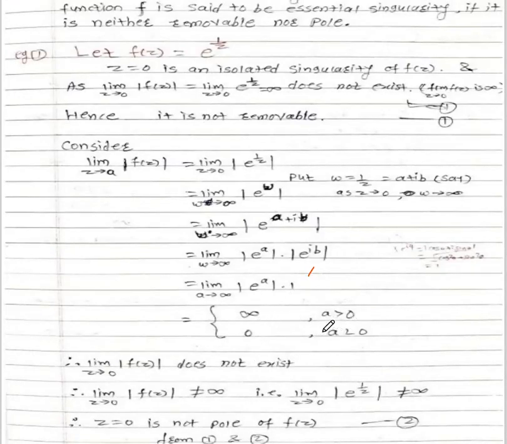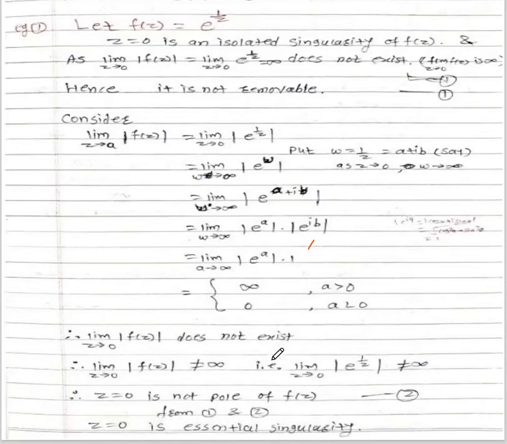If a is a positive number, then you will get infinity. If a is a negative number, e to the power minus infinity, that is 0, you will get 0. So limit z tends to 0 of mod f of z does not exist again here. Therefore limit z tends to 0 of f of z is not equal to infinity, and also limit z tends to 0 of e to the power 1 upon z is not equal to infinity. So therefore z equal to 0 is not a pole of f of z, equation number 2.